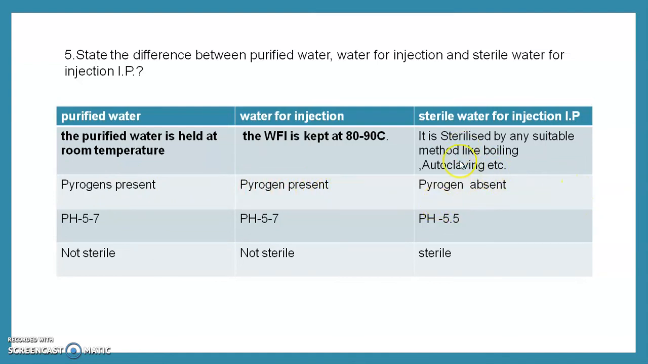are absent. Then purified water's pH is between 5 to 7. Water for injection's pH is the same, between 5 to 7. But sterile water for injection's pH is 5.5. Purified water is not sterile. Water for injection is also not sterile. But sterile water for injection is sterile.